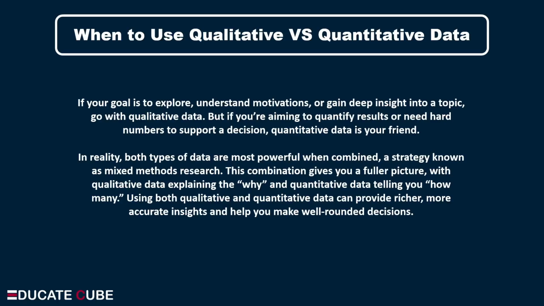In reality, both types of data are most powerful when combined, a strategy known as mixed method research. This combination gives you a fuller picture, with qualitative data explaining the why and quantitative data telling you how many. Using both qualitative and quantitative data can provide richer, more accurate insights and help you make well rounded decisions.